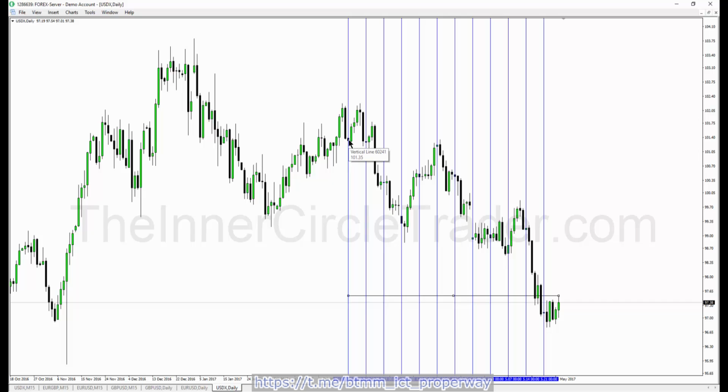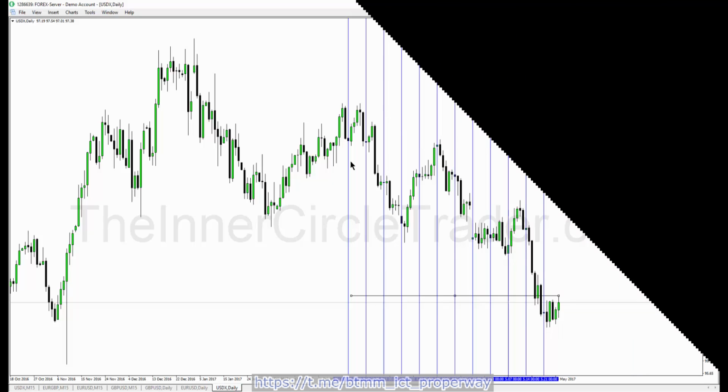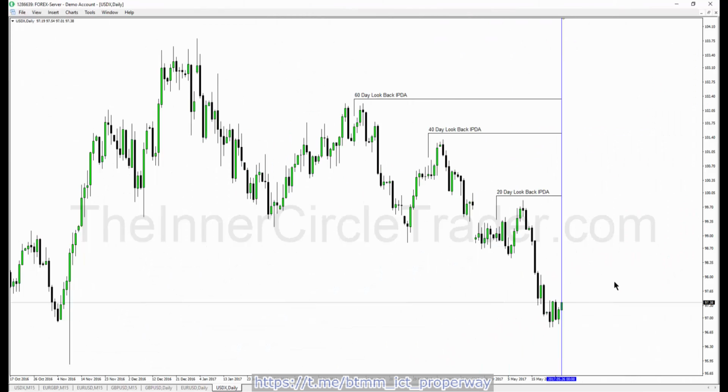This is that Sunday. Okay, so we have to go one more day forward, right there. Okay, so it's 60 trading days back. Now that we have that, that's our longest look back period for IPDA data ranges, or 60 trading days in the past. Okay, so using that theory, removing the Sundays, we have our 60-day look back for IPDA data range, the 40-day look back for IPDA data range, and the last 20 days for IPDA look back.